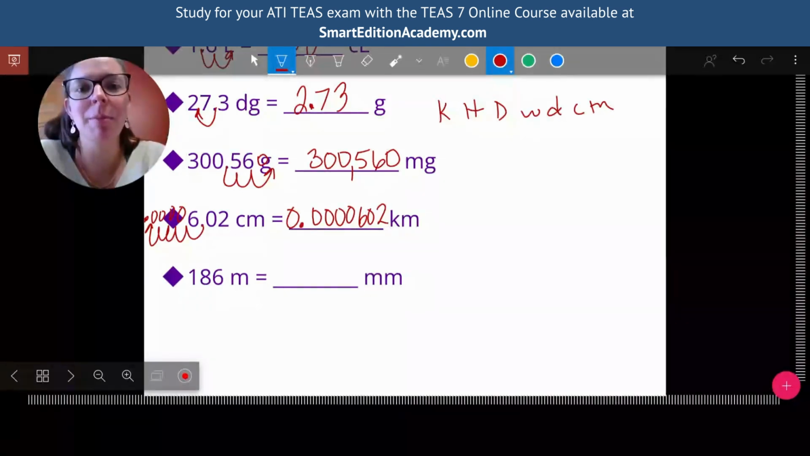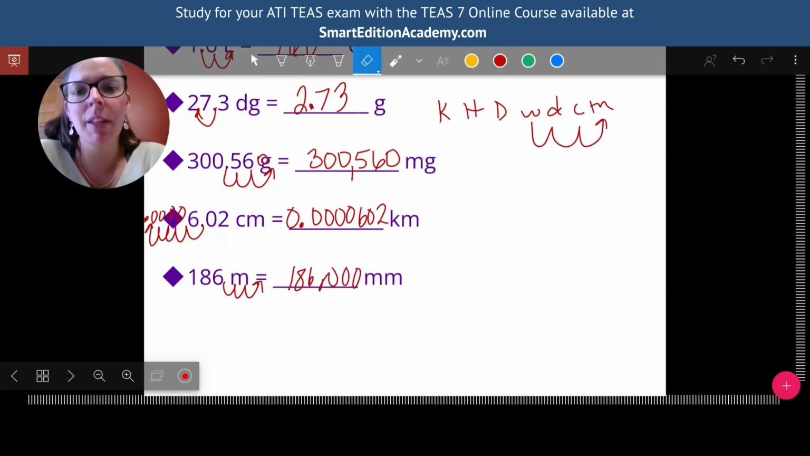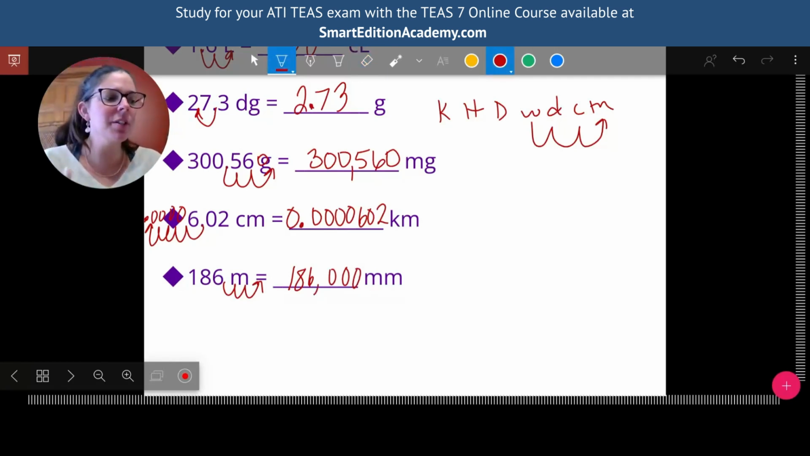Okay, and lastly, meters to millimeters, 1, 2, 3 to the right, 1, 2, 3 to the right gives me 186,000. Let me just make that a little bit clearer. 186,000.